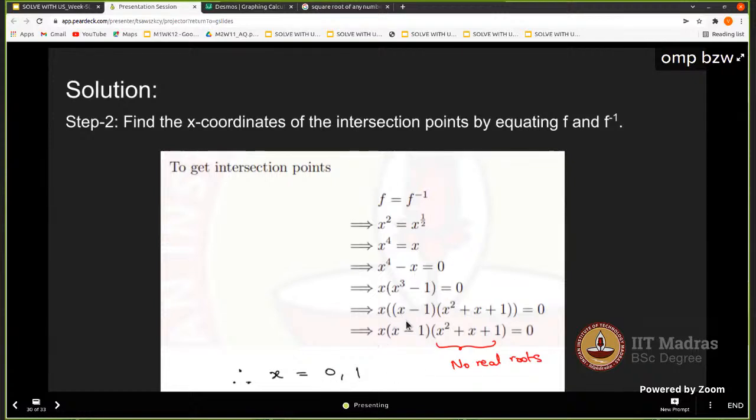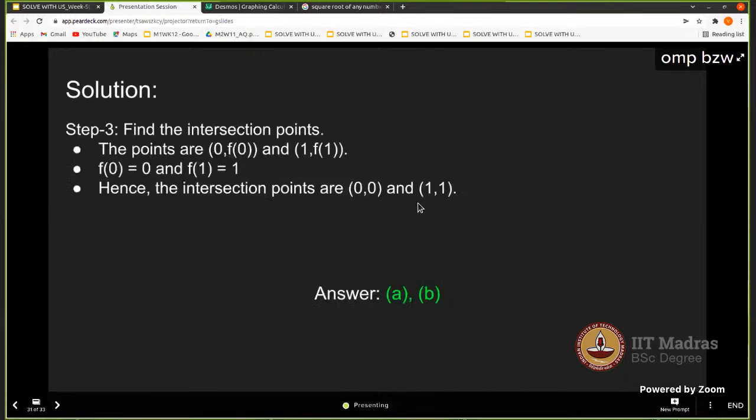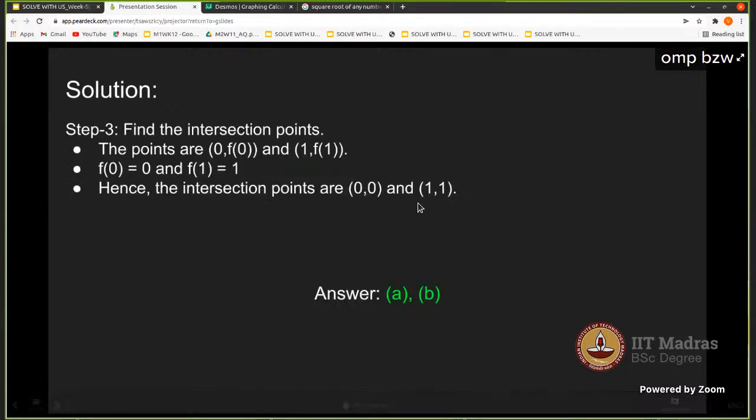So at x equals 0 and x equals 1, this function f and my f inverse will intersect. So find the intersection points. So the points are.